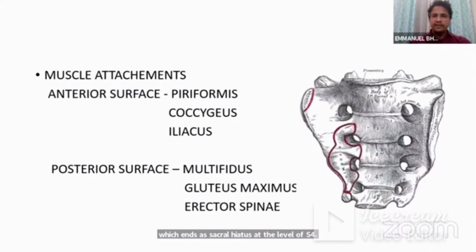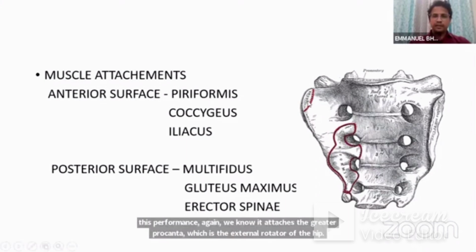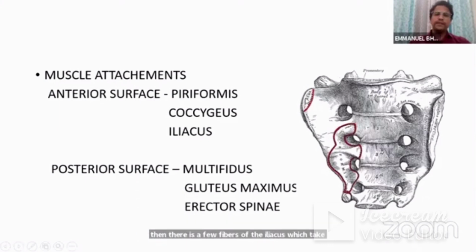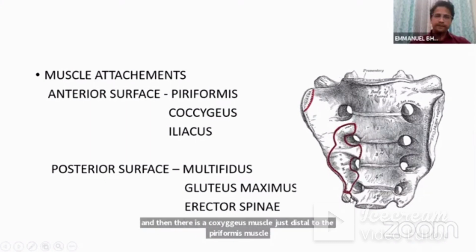Now, coming to the muscle attachments. This is the ventral, or anterior, surface, which is smooth. If we take a look at this picture, the piriformis muscle attaches just lateral to the neural foramina, and the piriformis, as we know, attaches to the greater trochanter and is the external rotator of the hip. Then a few fibers of the iliacus take origin from the sacral alae. And then there is the coccygeus muscle, just distal to the piriformis, which is attached to the lateral surface of the sacrum and the coccyx.